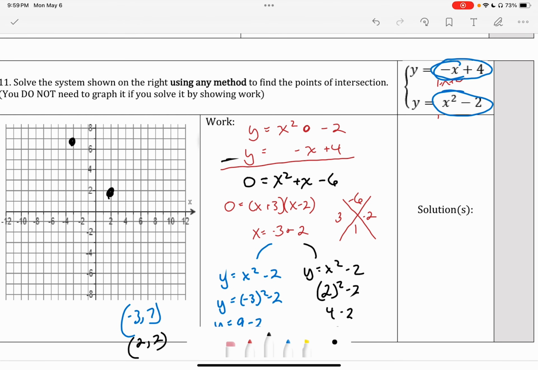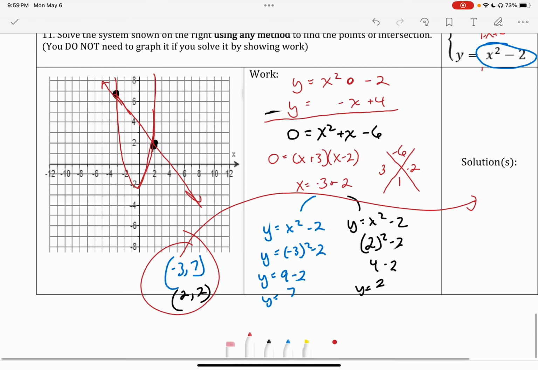Again, negative x plus 4 would look like this. X squared minus 2 would look something like that. All right, that does it.